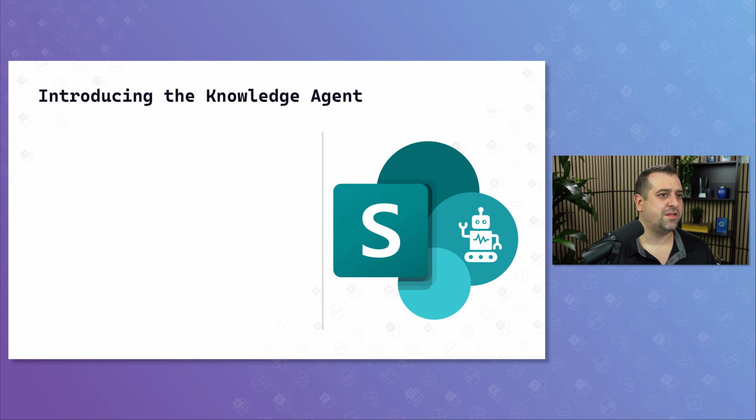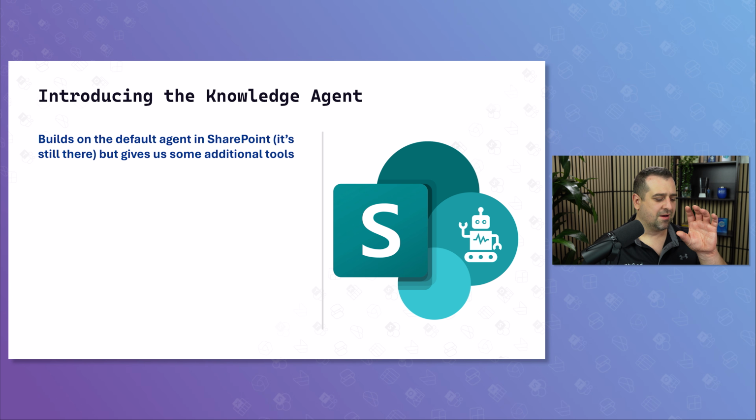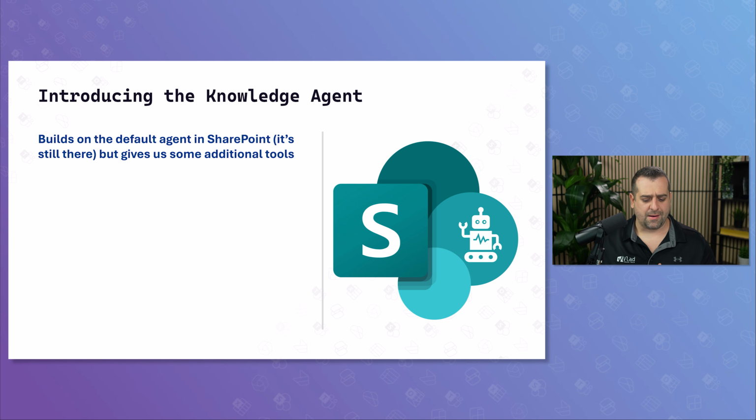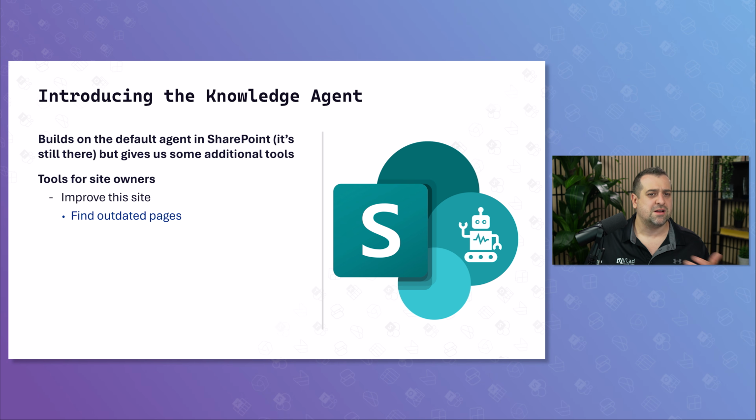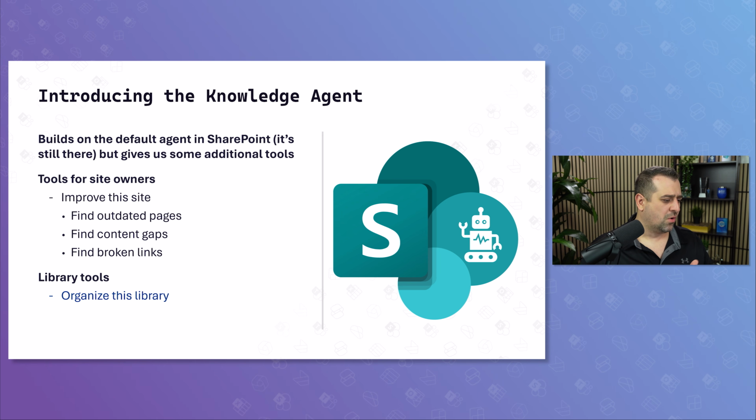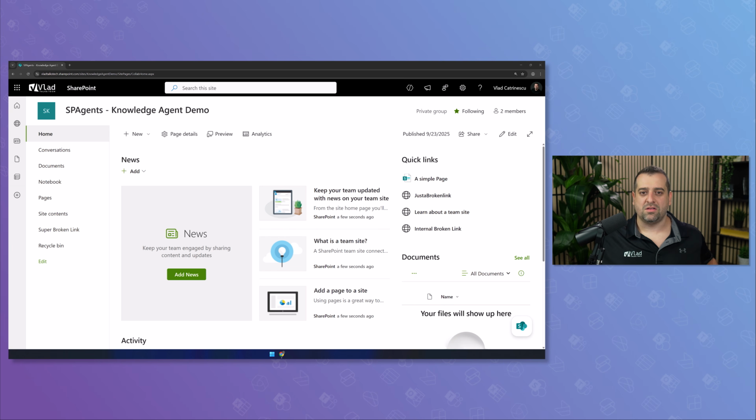But now Microsoft introduced the knowledge agent in SharePoint. This is in addition to the default agent that's there on the SharePoint site. So that agent is still there. We just now have a bunch of additional tools that make it even more valuable. We have some tools for site owners, such as Improve This Site, which allows you to find outdated pages, find content gaps, and find broken links in your site, as well as a few library tools, such as Organize This Library, Create Rules, and Create New Views. Okay, that's enough slides. Let's go to the demo and check this out.